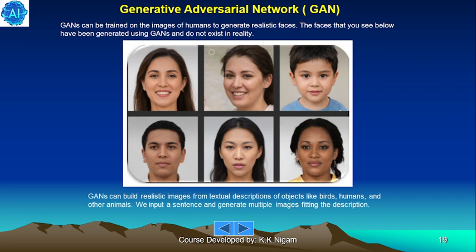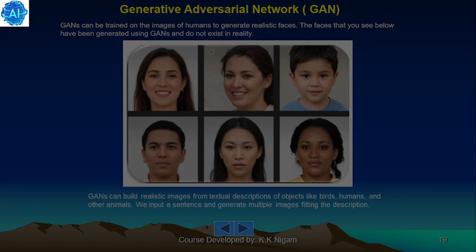GANs can build realistic images from textual descriptions of objects like birds, humans, and other animals. We input a sentence and generate multiple images fitting the description.